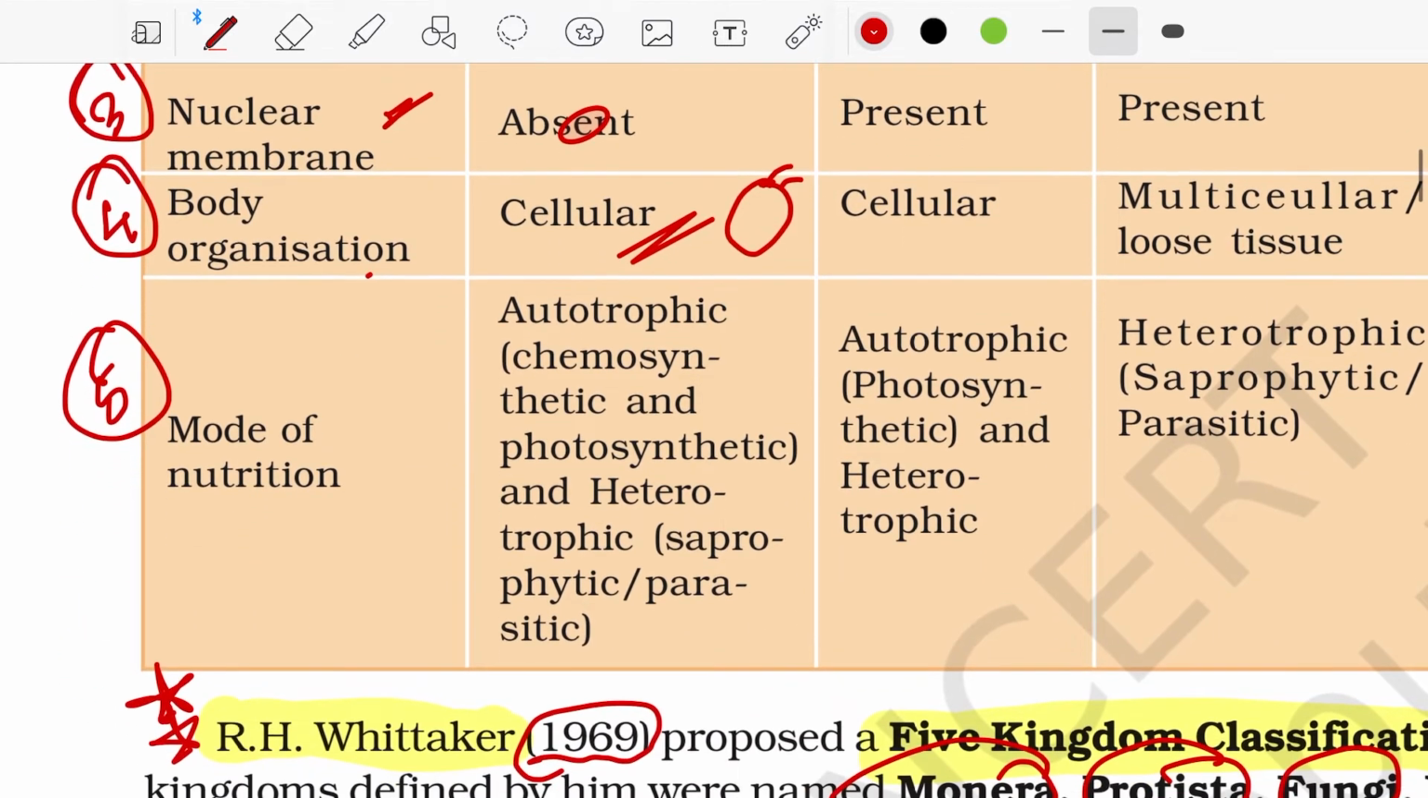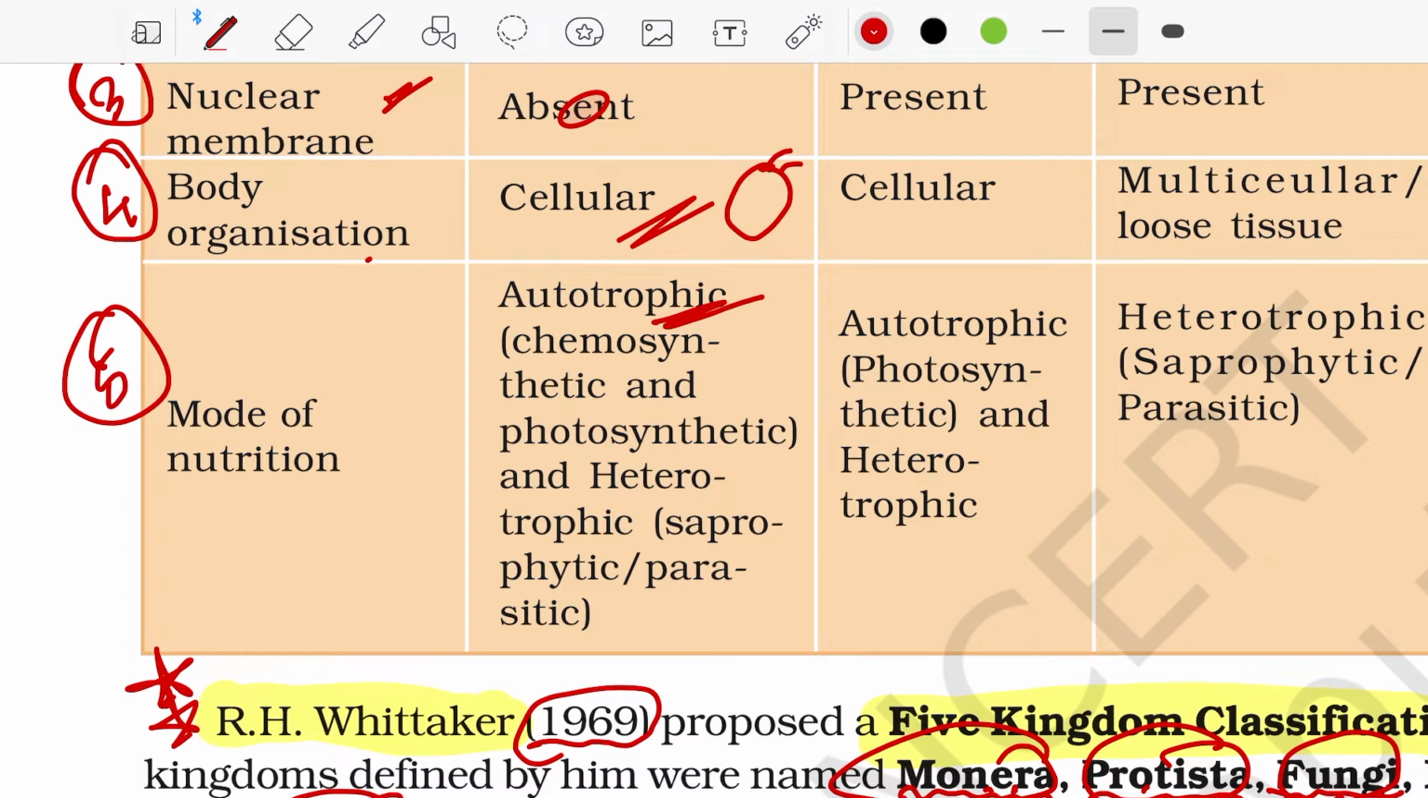Next is the mode of nutrition. They have an autotrophic mode of nutrition. What is an autotroph? Auto means self. They self-prepare their food, in the form of chemosynthetic or photosynthetic. Chemosynthetic means they produce food by chemical reactions within them. Photosynthetic means they prepare food by the process of photosynthesis. Alright, this is the first set of modes of nutrition.